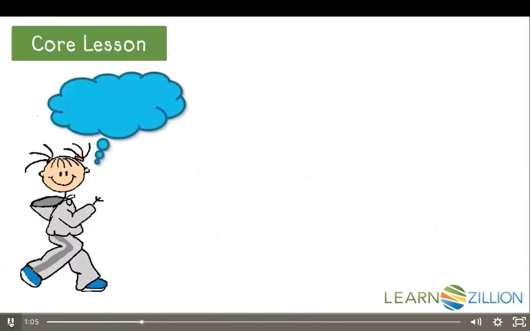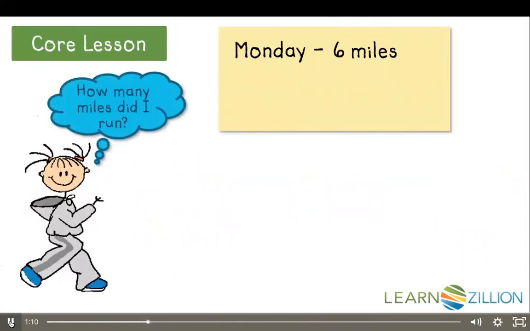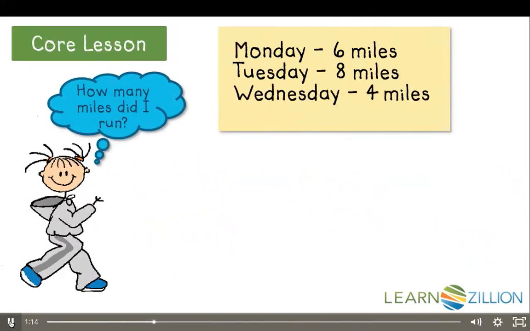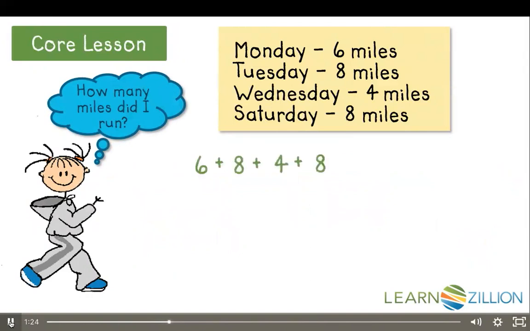Now let's think about how many miles I ran. Monday, I ran 6 miles, Tuesday, 8 miles, Thursday, 4 miles, and Saturday, 8 miles. I need to add to get the total. So 6 plus 8 plus 4 plus 8. When I look at the addends, I see that I have a doubles fact.